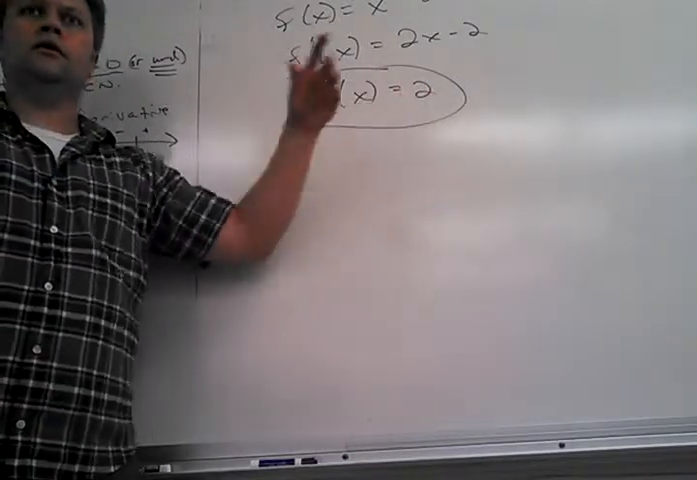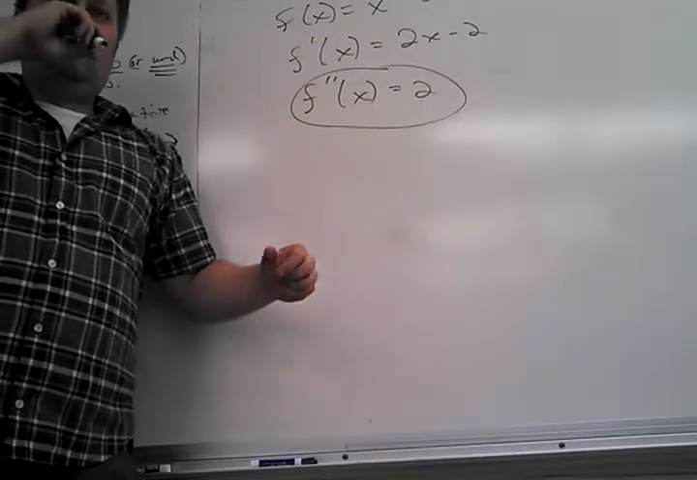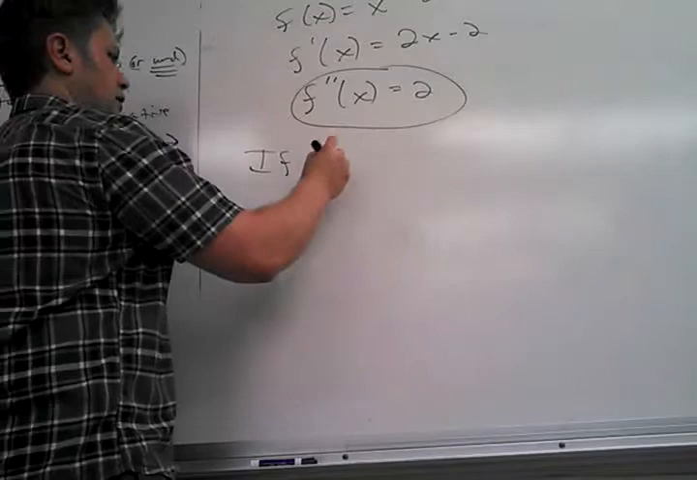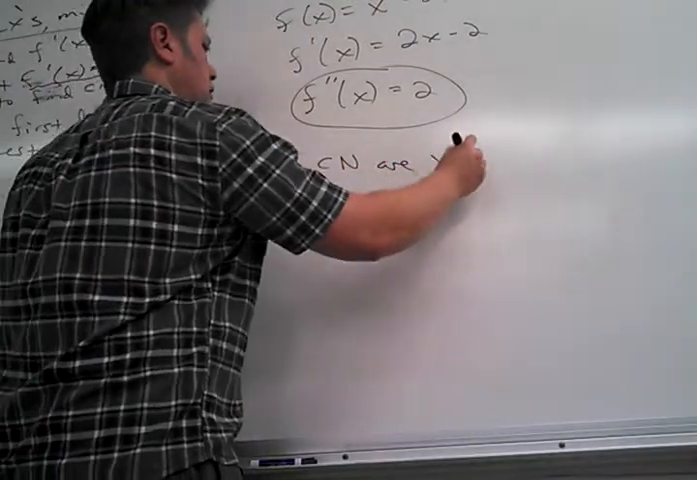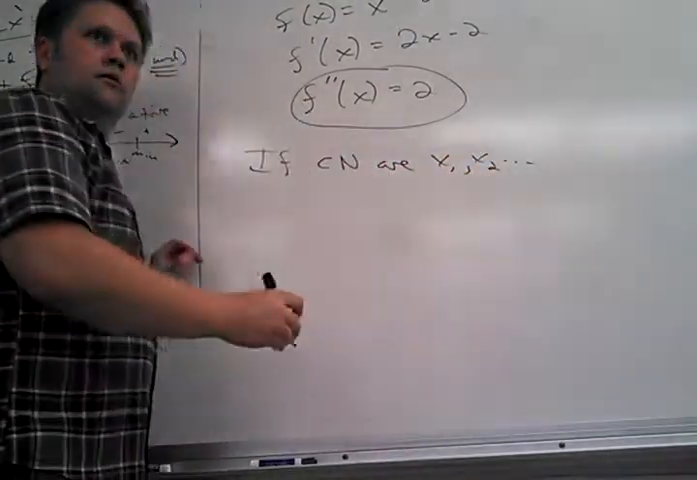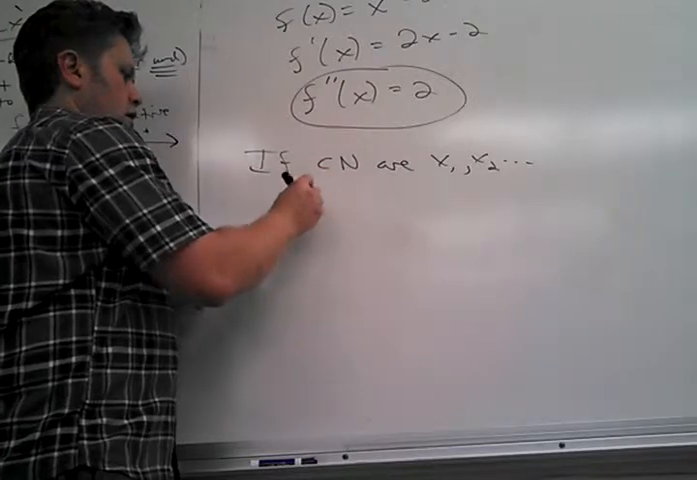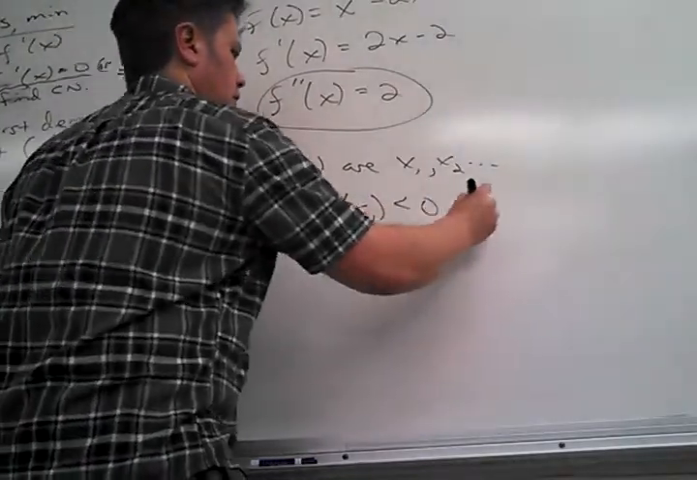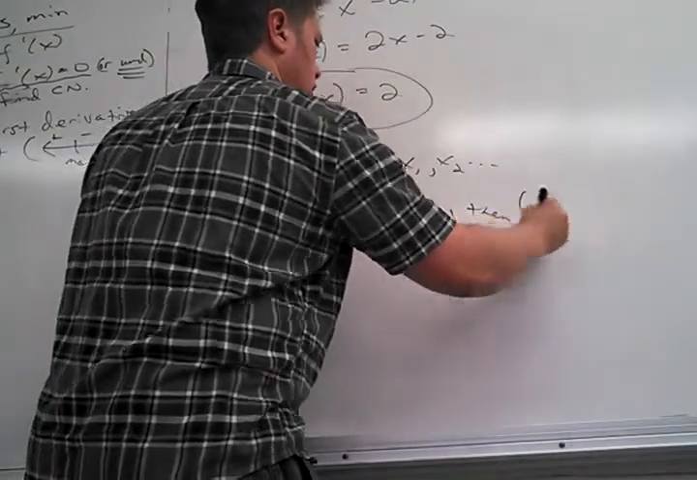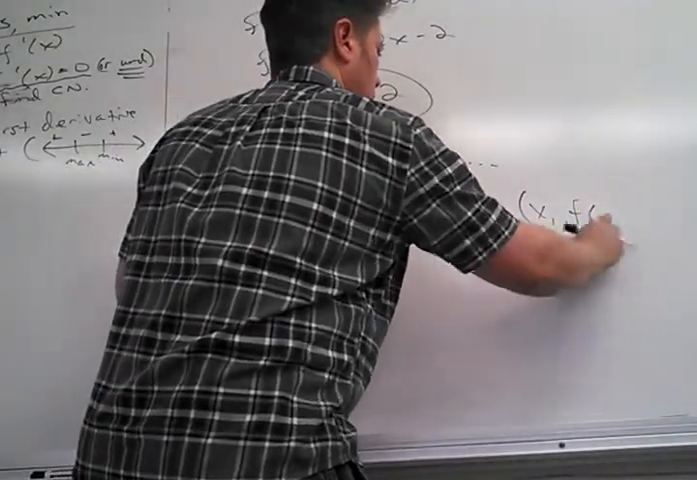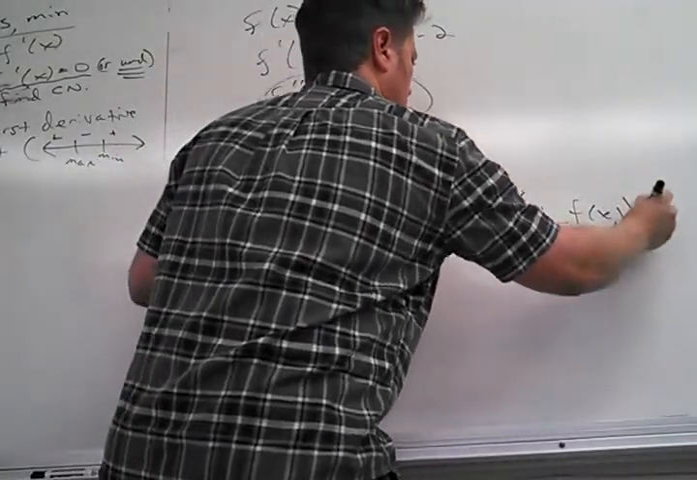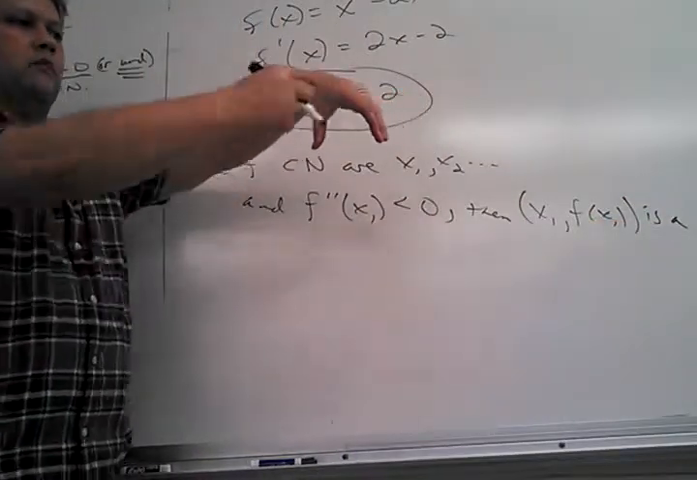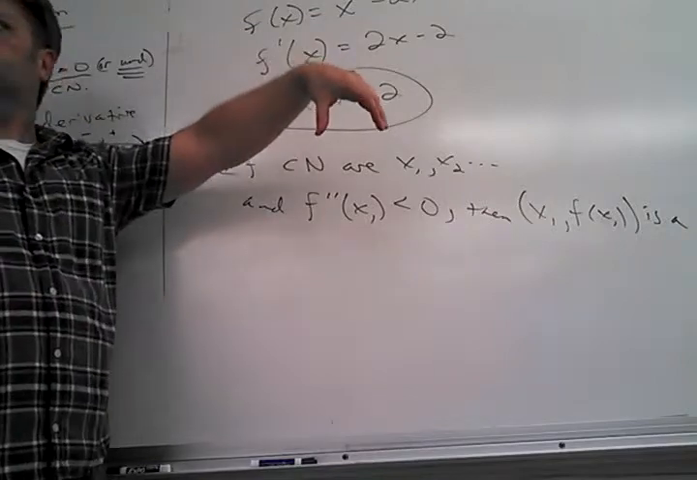It's positive. Can you just repeat what you just said about the concavity? If my critical numbers are x1, x2, and f double prime of x1 is negative, then f of x1 is a what? So this would be down, so that must be a max. You guys with me?